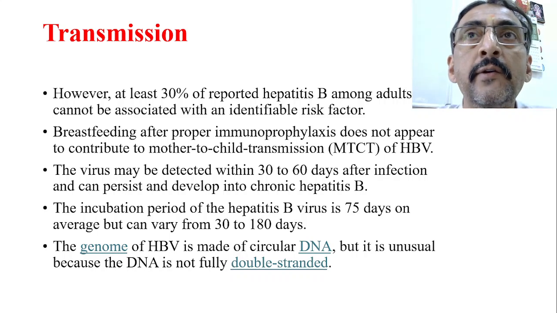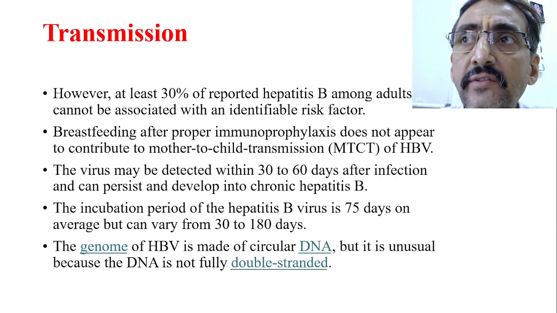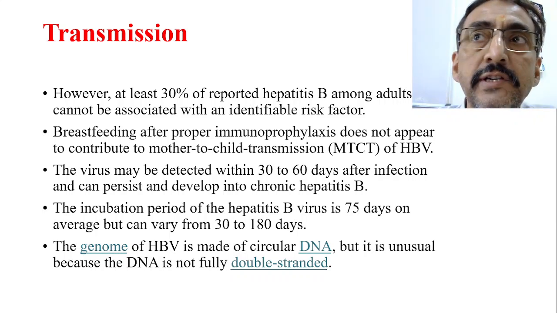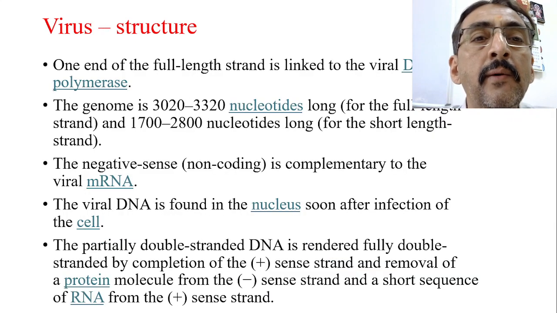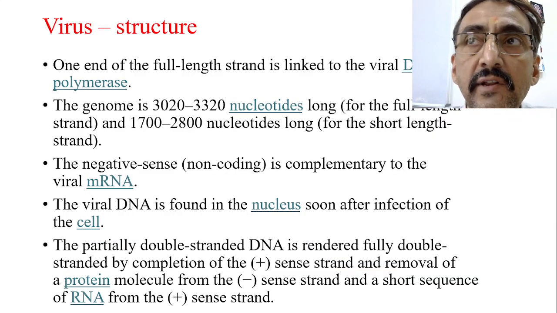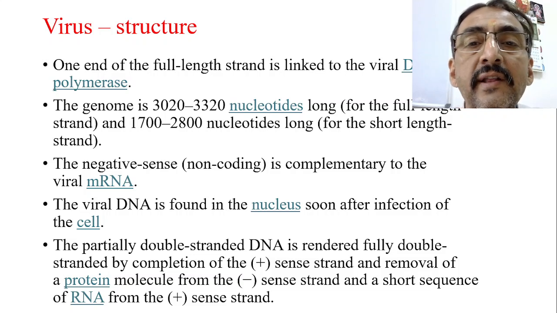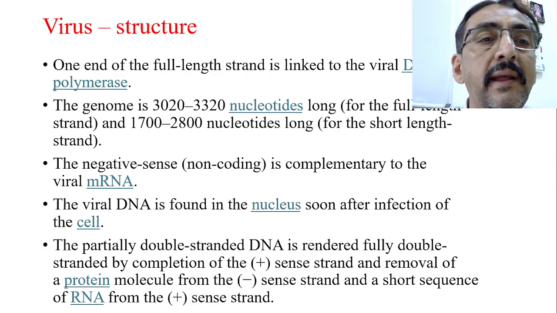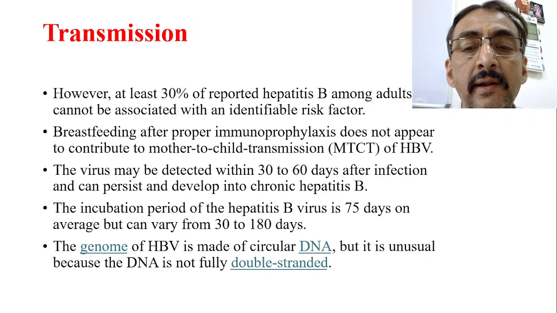My dear friends, we are discussing hepatitis B virus. In the last two classes we saw the history, the epidemiology, and the transmission of this particular virus. Today we shall see the structure of this virus. One end of the full length strand is linked to the viral DNA polymerase. That means we are talking about the genome, double stranded DNA.